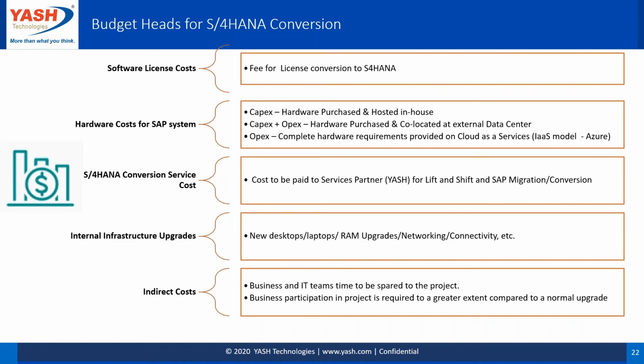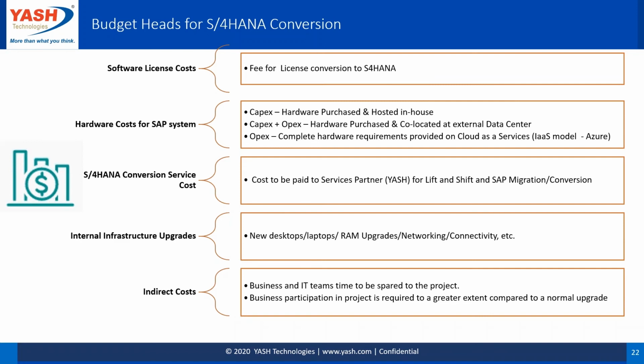And your hardware costs, typically, of course, OPEX would be the recommended one where you go with the infrastructure as a service model on Azure. And Tim is going to talk more about the options, what could be the implications and what could be a typical savings that you get from an existing on-prem. Then, of course, the service cost to be paid to a services partner like YASH for your lift and shift, and also all the SAP migration services.